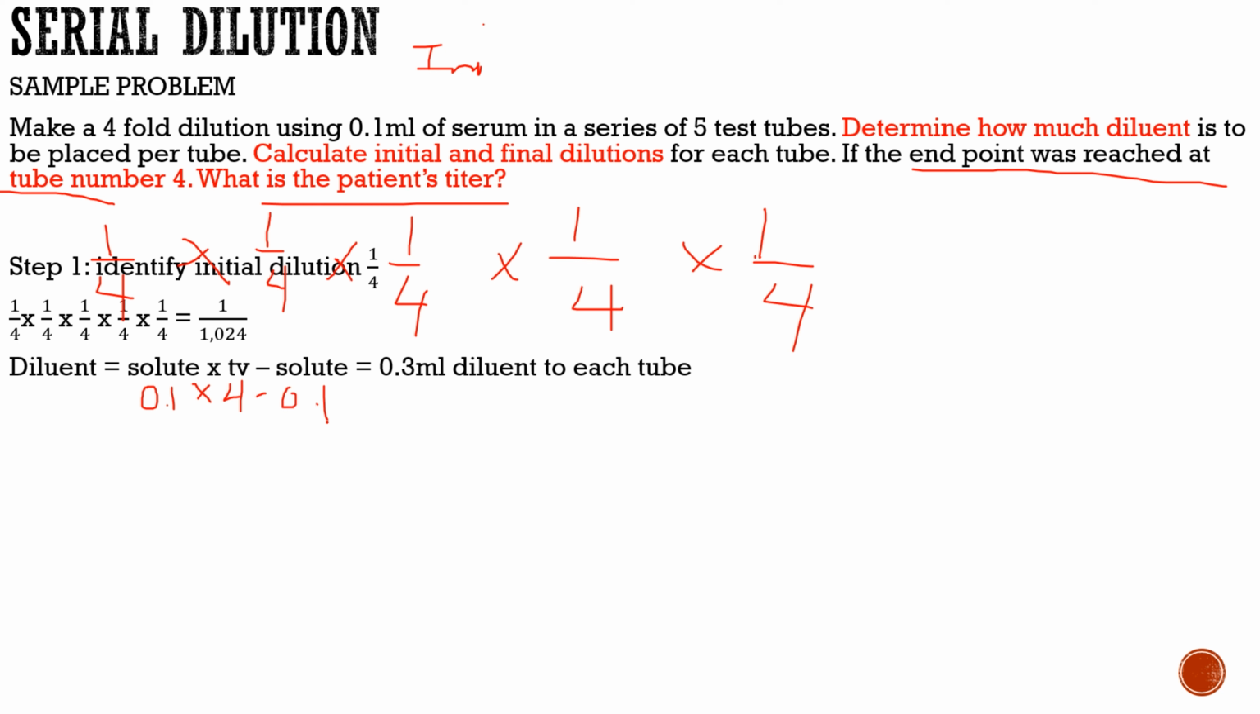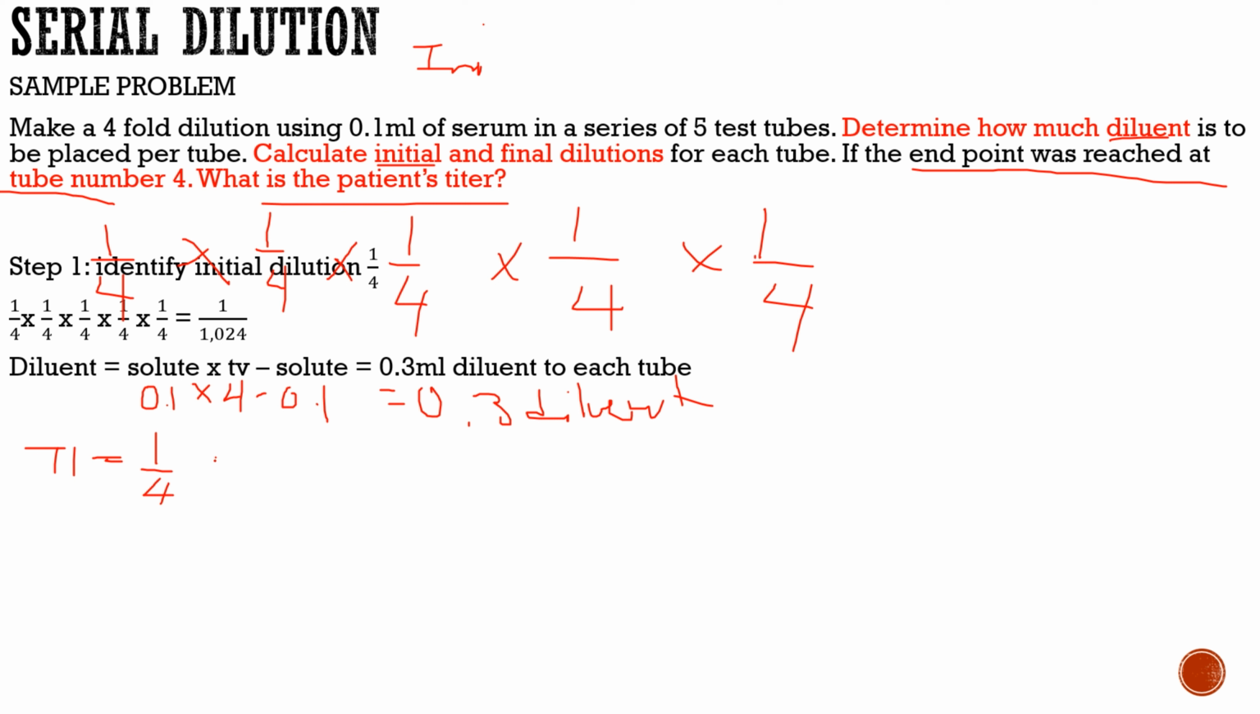Let's try to use the calculator. You get 0.3 diluent. Ganun ka onte, class, on each test tube. So you already identified the diluent. You already have identified the initial dilution. Now, find now the final dilution. So, apply natin yung formula. Initial dilution times previous dilution. So, let's start with tube 1.